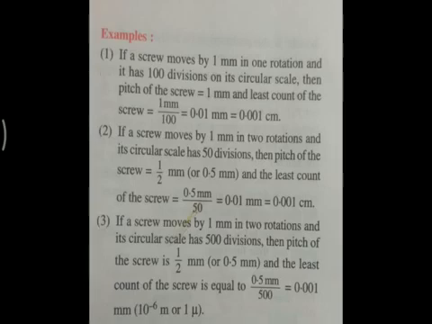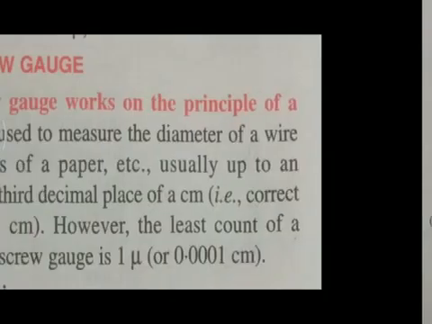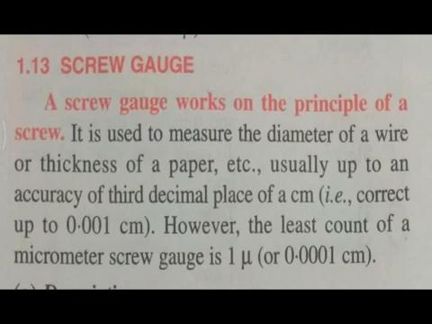Generally we have a screw gauge which has 100 divisions and the distance between two threads is 1 millimeter. That's why we generally take the least count of screw gauge as 0.01 millimeter, 0.001 centimeter. But if it is said to calculate the least count, then you need to consider the pitch as well as the number of divisions on the circular head, right? Now next comes the screw gauge.